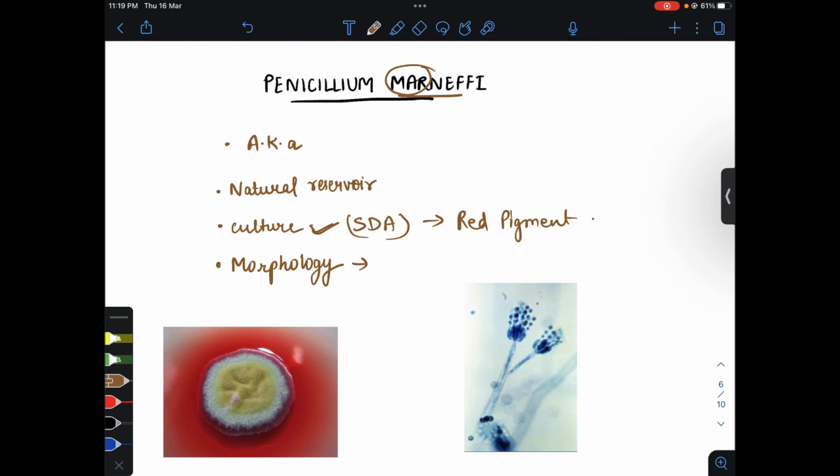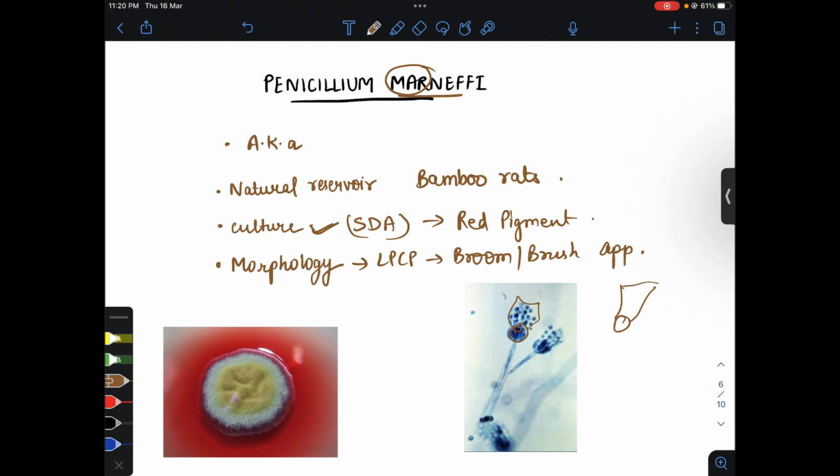And morphology is done on LPCB, and in this we see it looks like a broom. So it is a broom-like structure. Broom or brush appearance will be there. And the natural reservoir is bamboo rats. Please remember, the natural reservoir is bamboo rats. The other name for Penicillium marneffei is Talaromyces marneffei. This is the other name for Penicillium marneffei.